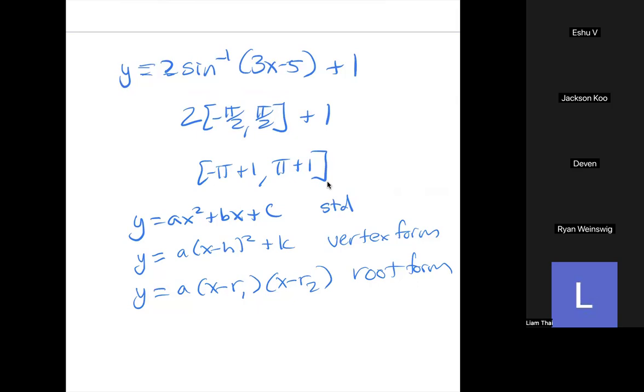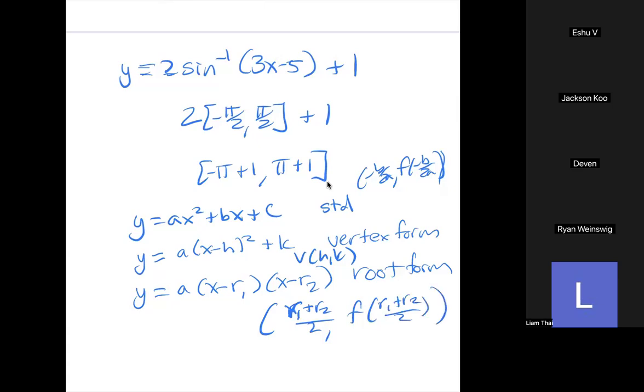What's the vertex for each one of these? So negative b over 2a, f of negative b over 2a. Then this one's easiest for the vertex, h, k. And this one would be r1 plus r2 over 2, and then just plug that back into the function. Okay, thank you.